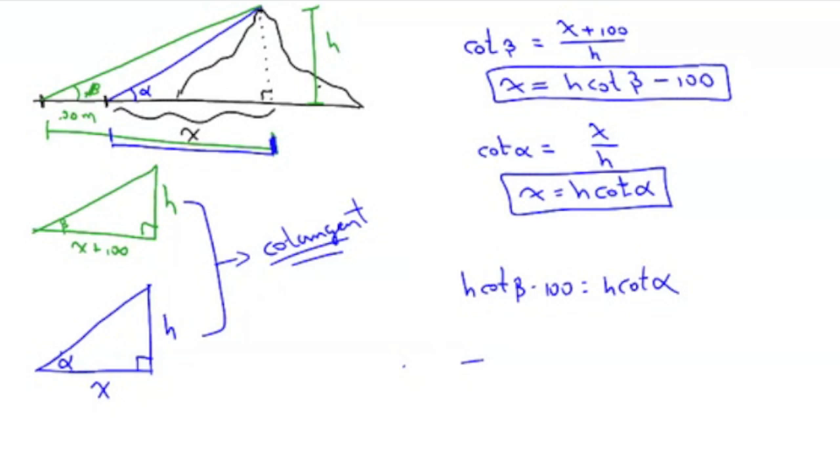To make the 100 positive, add 100 to this side and subtract h cotangent alpha from this side. I'm just switching places, that's all. When it's h cotangent, isn't it h cotangent alpha? Isn't that all multiplying? Well, it's h times cotangent of beta, h times cotangent of alpha.